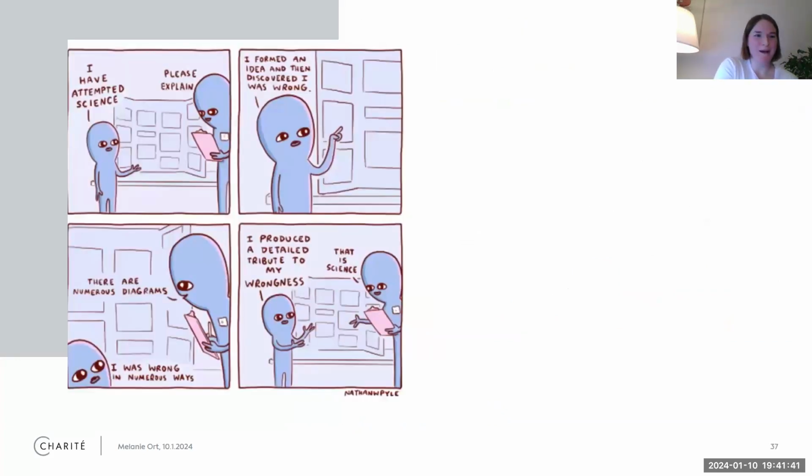About my future and my hopes and dreams, I really feel this comic because I have attempted science, and I had this idea, and I wasn't really wrong, but I really love this comic because it says I was wrong in numerous ways, and then this poster reviewer says there are numerous diagrams. Well, I produced a detailed tribute to my wrongness. I also produce a lot of data, and my conclusion is that bone marrow is heterogeneous.